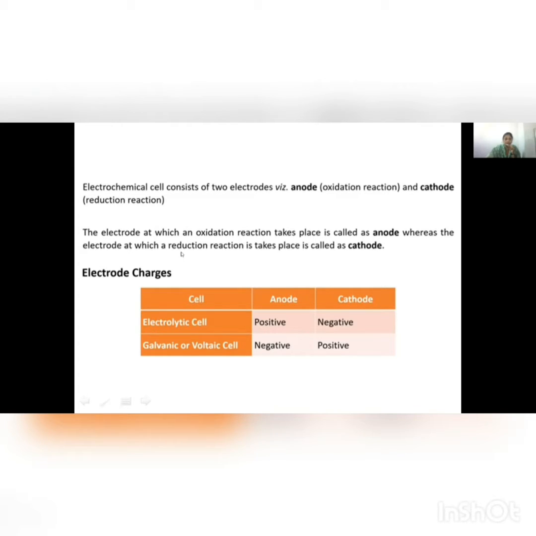Now some of the electrode charges. If you take an electrolytic cell, the anode acts as a positive charge and the cathode becomes a negative charge. And moving on to the galvanic or voltaic cell, the anode becomes a negative charge and the cathode becomes a positive charge.